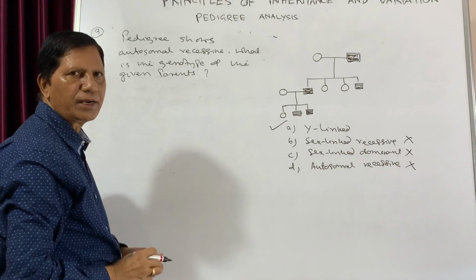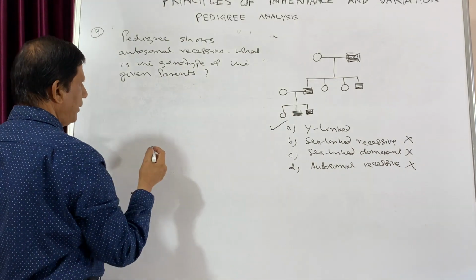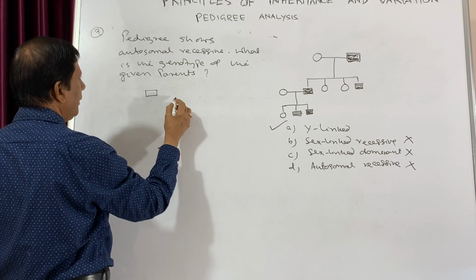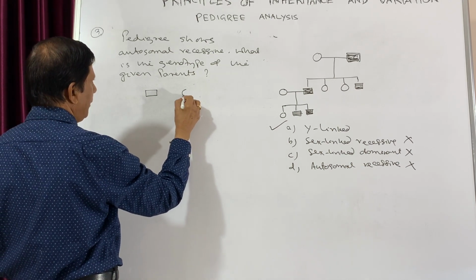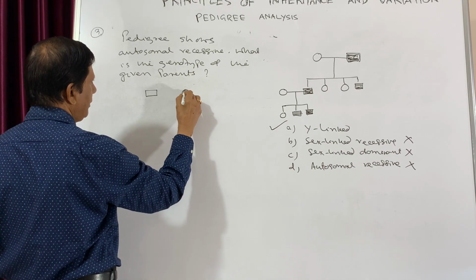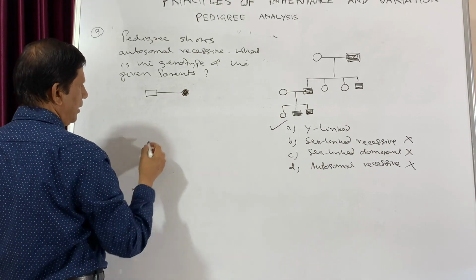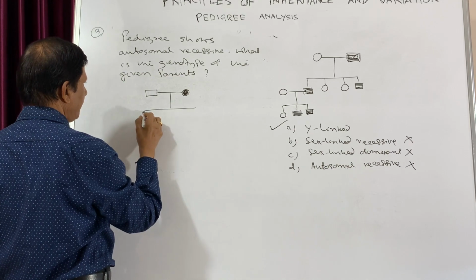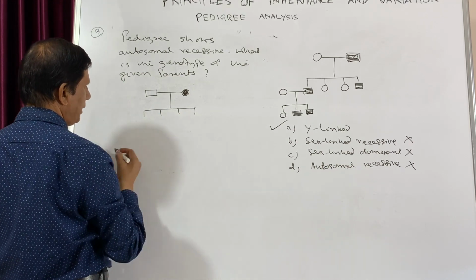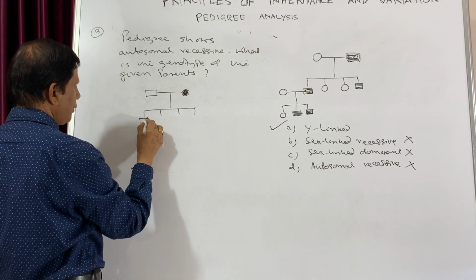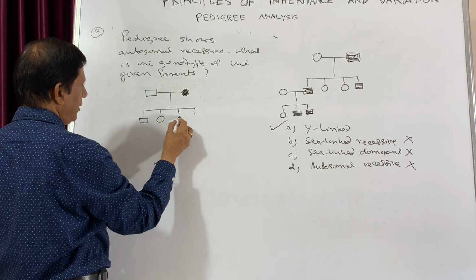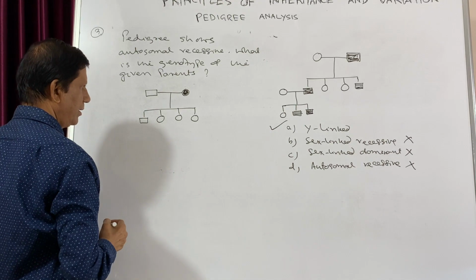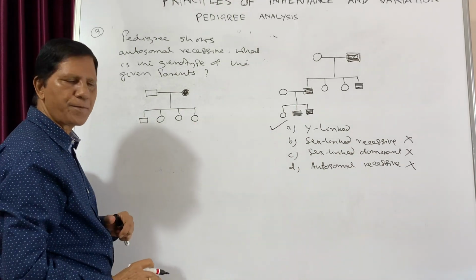So this is also another type of question. Now here the pedigree is male and female. The female is the sufferer. Now they have 4 children. The first is a son, the second is a daughter, the third is a daughter, and the 4th is also a daughter. But none of them are affected.